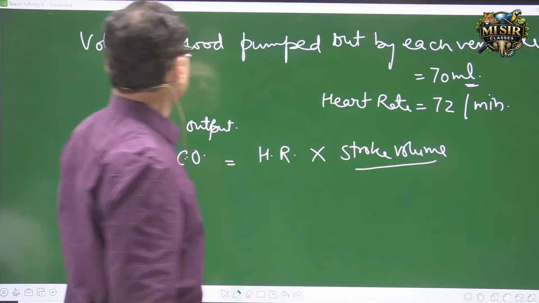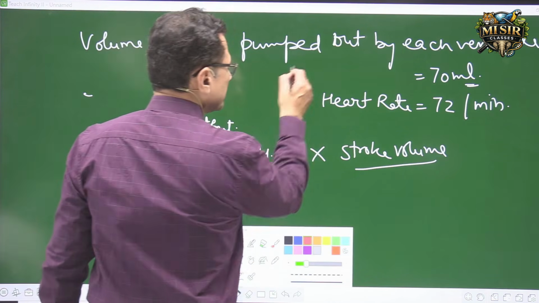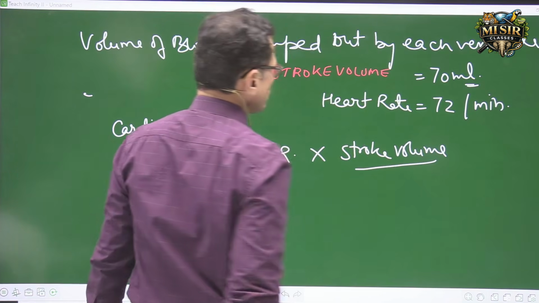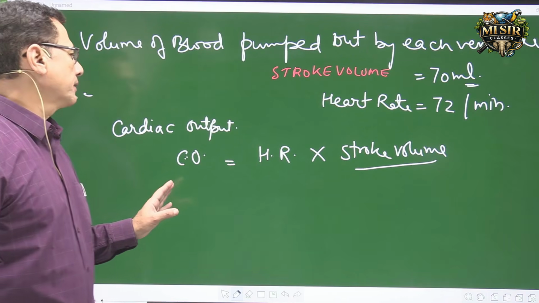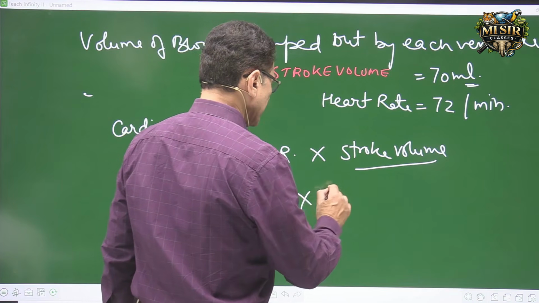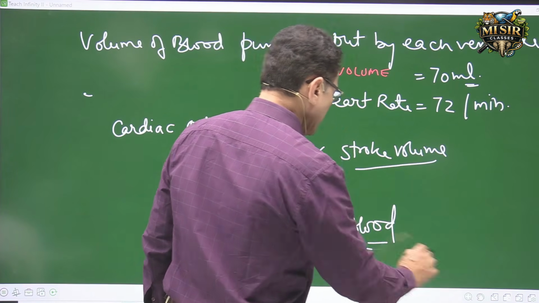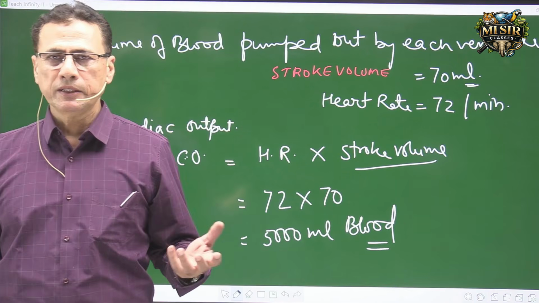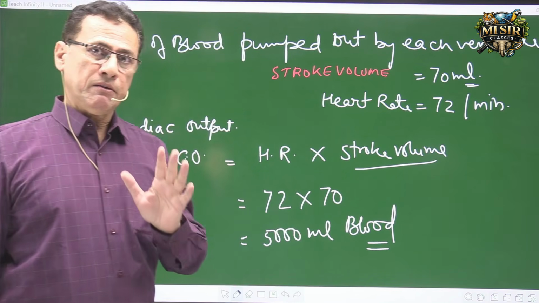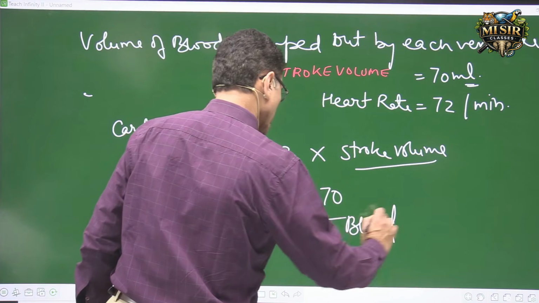What is the stroke volume? This is the volume of blood pumped out by each ventricle, the left and right ventricle. This is called stroke volume. Cardiac output in a normal adult human being can be calculated as around 5000 ml of blood. It means the entire blood that we have in our body is pumped out by the heart every minute. This is called cardiac output: heart rate into stroke volume.